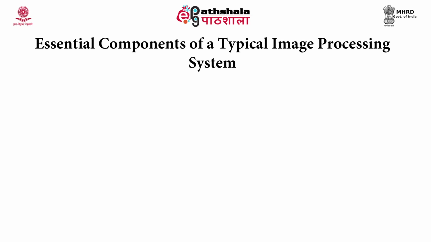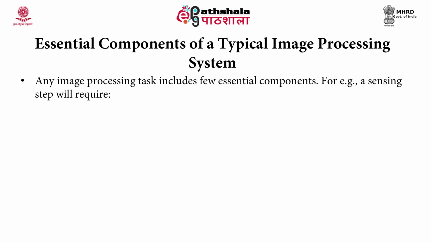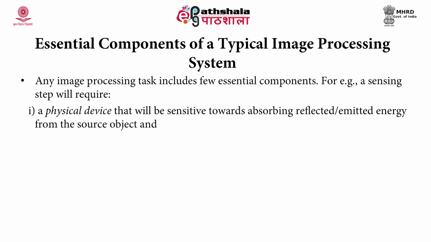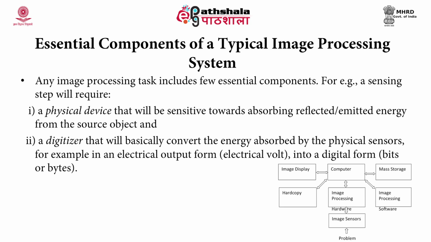Now, let us talk about the essential components of an image processing system. Any image processing task includes a few essential components. For example, any sensing step will require a physical device that is sensitive to absorbing reflected or emitted energy from the source object, and secondly a digitizer that will convert the energy absorbed by the physical sensors, for example in an electrical output form, into a digital form.